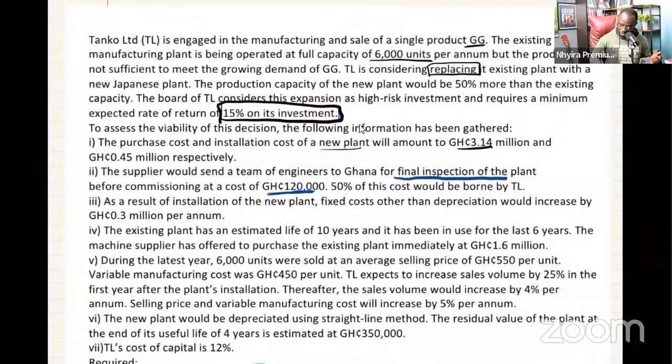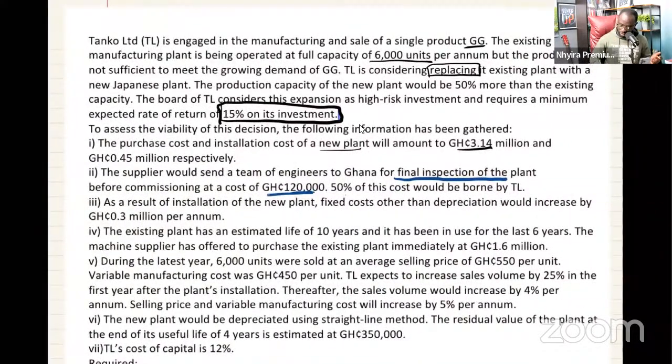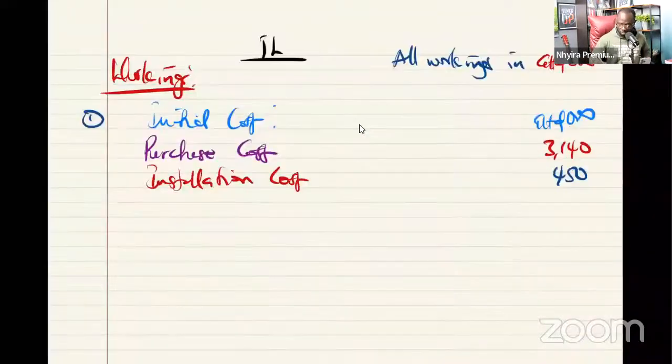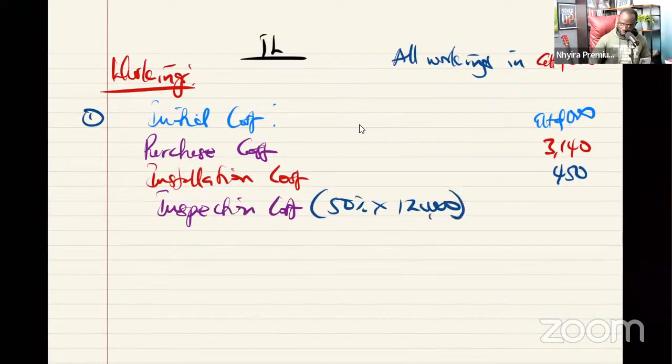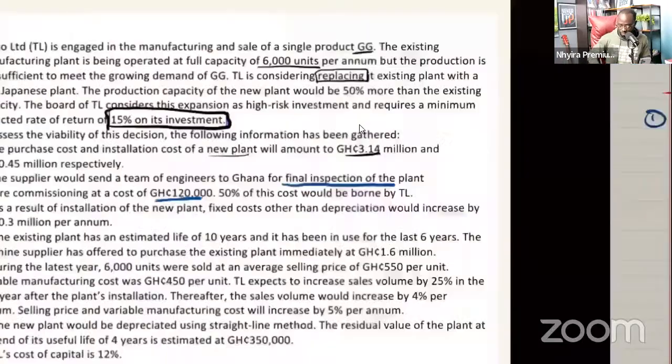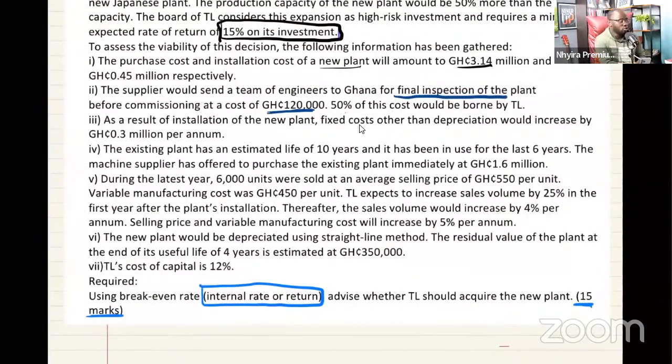What are they coming to do? They will be sent to inspect. So inspection cost. Remember, we are paying only half of that. So 50% of 120,000, and that's going to be 60. Remember, we are working 3 zeros up. So that's going to be 60. So that is note 2.